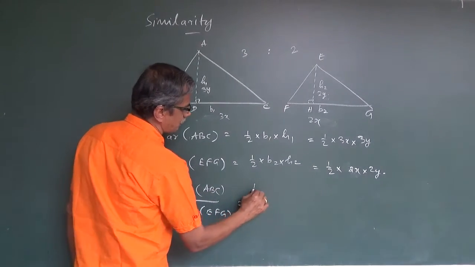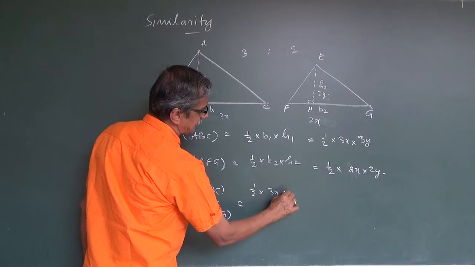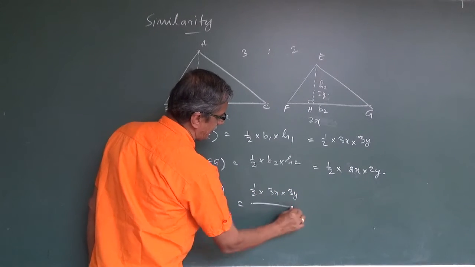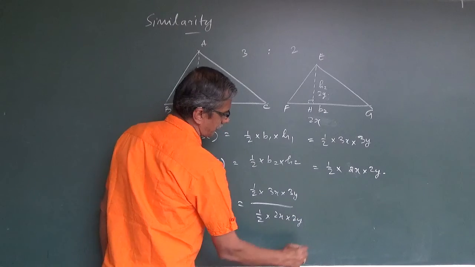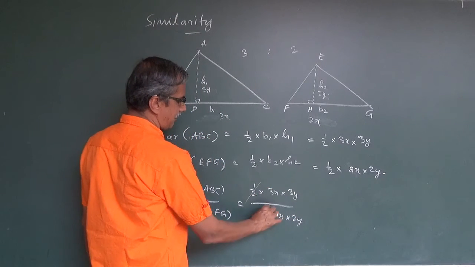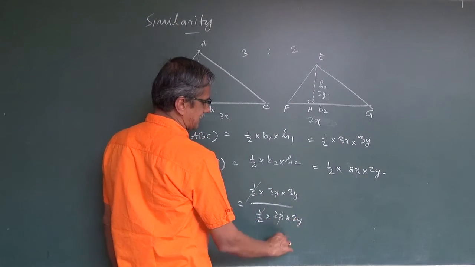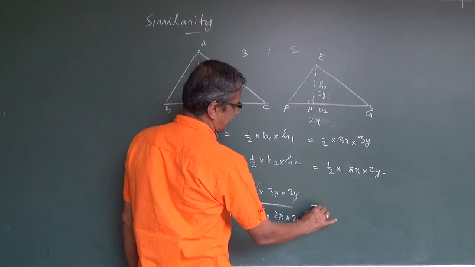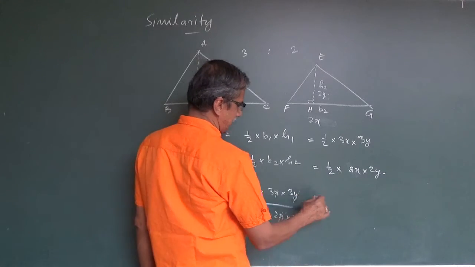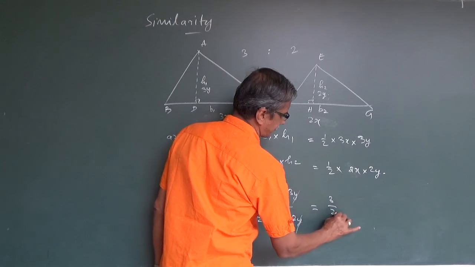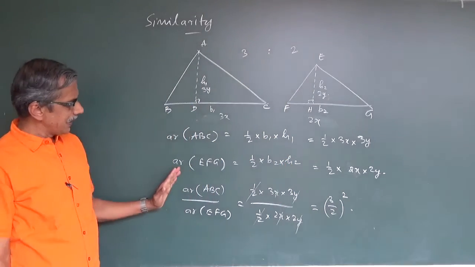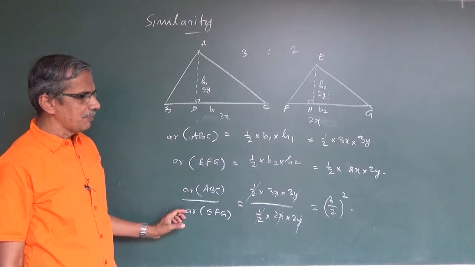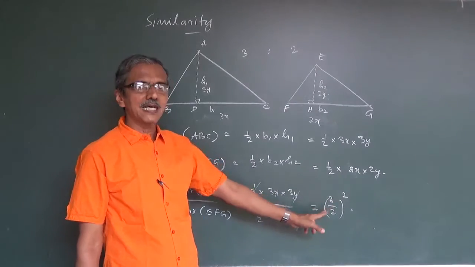EFG is equal to half into 3x into 3y divided by half into 2x into 2y. So now half and half will get cancelled, x and x will get cancelled, y and y will get cancelled. So it will become 3 by 2 whole square. So ratio of area will be equal to square of the sides ratio.